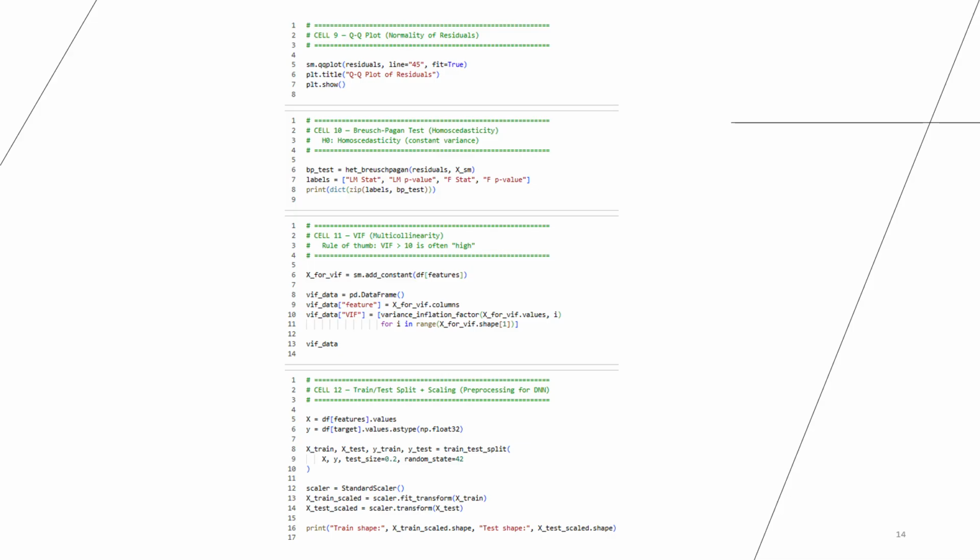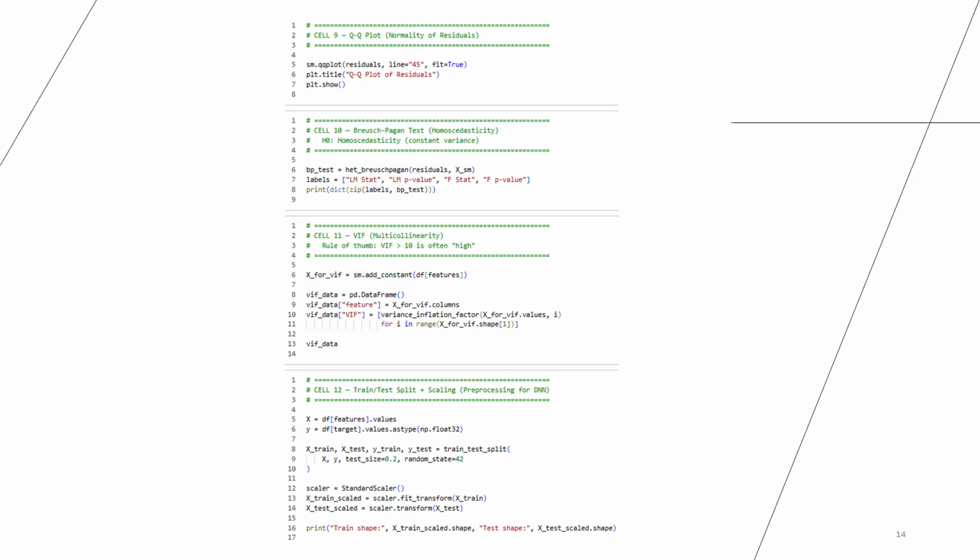In Cell 11, we move on to evaluating multicollinearity among the predictor variables using the variance inflation factor, or VIF. Multicollinearity occurs when two or more input variables are highly correlated with one another. When this happens, it can make it difficult to interpret the contribution of individual predictors in a regression model. To compute VIF values, we first add a constant column to the feature matrix and then calculate the variance inflation factor for each variable. The resulting table lists each feature alongside its corresponding VIF value. As a general rule of thumb, values above about 10 are often considered high and may indicate problematic multicollinearity. Even though deep neural networks are less sensitive to multicollinearity than linear models, it is still valuable to understand how strongly our predictors relate to each other.